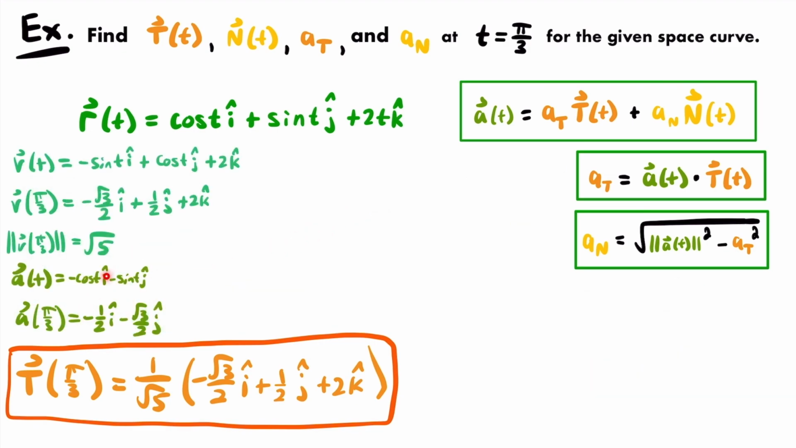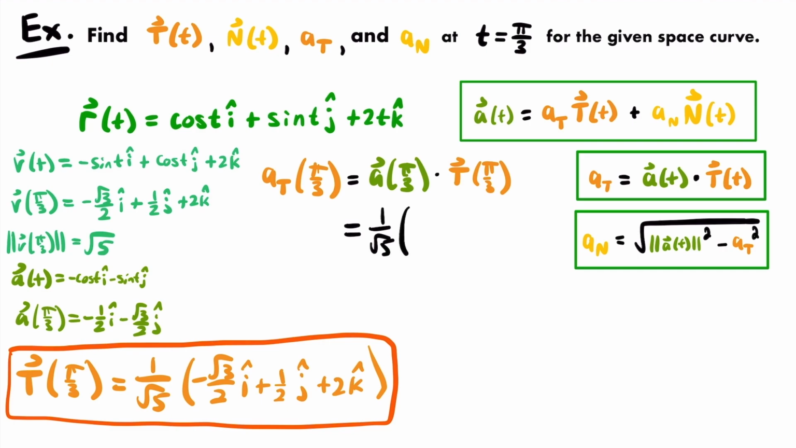I moved our acceleration vector over here, but now what we're going to work on is a sub T at pi divided by 3, that's going to be equal to a of pi divided by 3 dot T of pi divided by 3. And so if we perform that dot product, we're going to take the sum of the product of corresponding components. And notice that there is a scalar multiple for the unit tangent vector. We can just pull that to the outside of the dot product. So we can ignore it when we're multiplying our components, but just remember to multiply everything by 1 divided by the square root of 5.